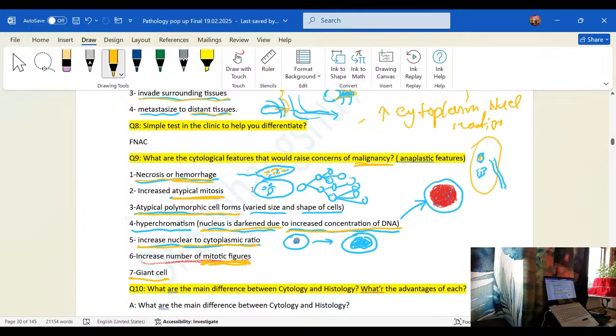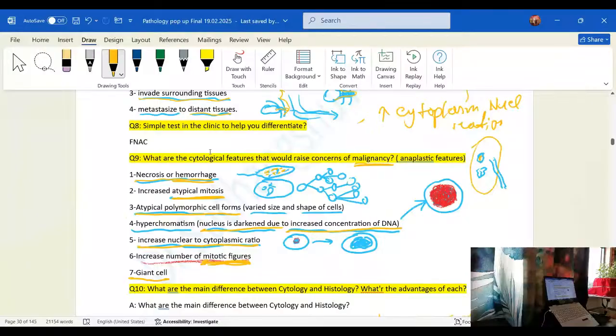What are the cytological features that would raise concern of malignancy? Increased and atypical mitosis, hyperchromatism, increased nuclear cytoplasmic ratio, lack of differentiation, presence of giant cells, necrosis and hemorrhage.